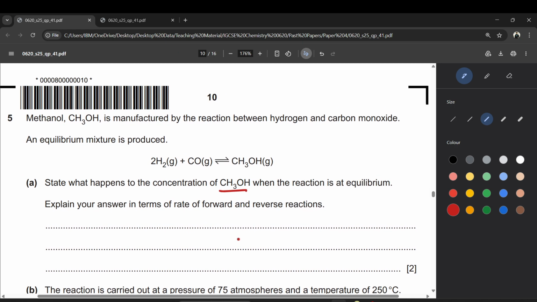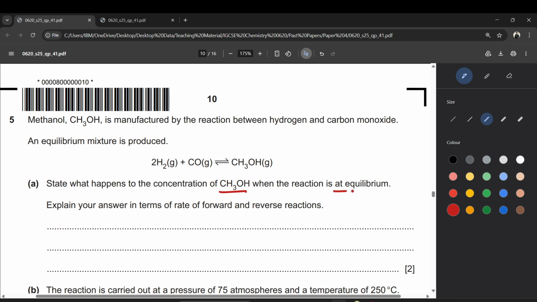Okay, so first of all, it says that when the reaction is at equilibrium, what happens to the concentration of methanol? Now this is actually asking you the definition of equilibrium, but they've only twisted the words a little bit. Because obviously in every exam paper they have to find a new way of asking you the question, right? So here you have to mention what happens during equilibrium, and it is 2 marks, right? So if you're well versed in the definition, then you can easily recognize that it is only asking you the definition.